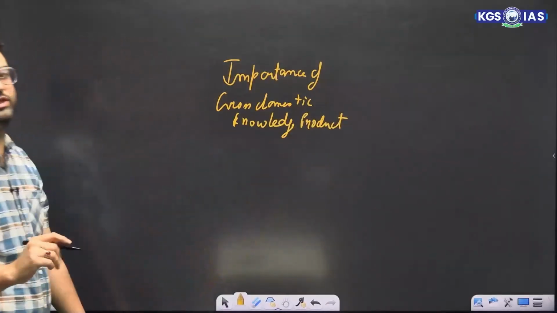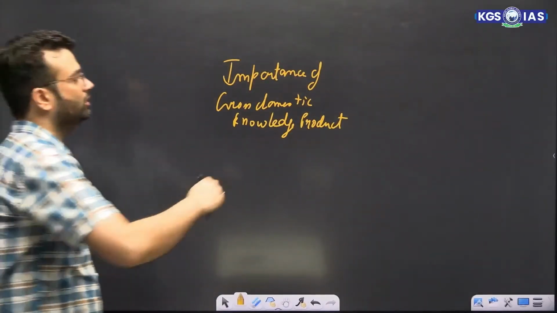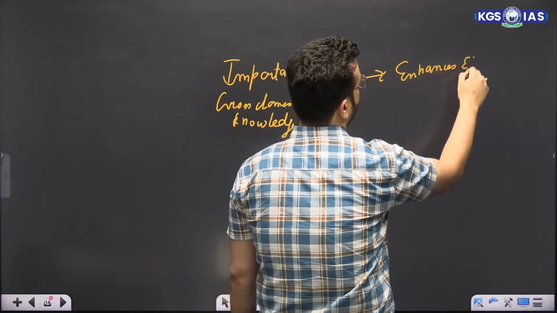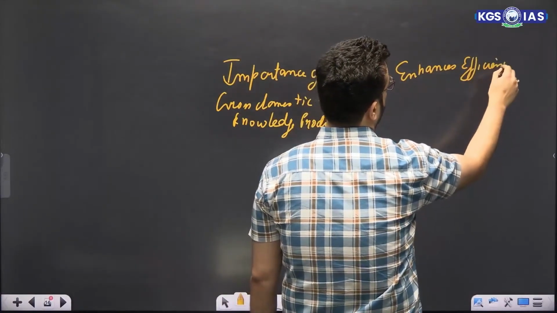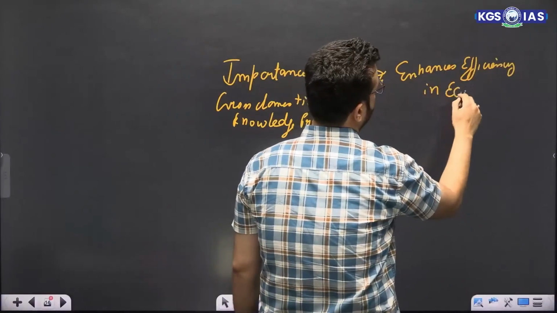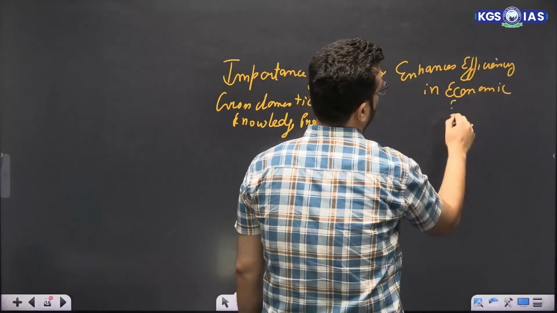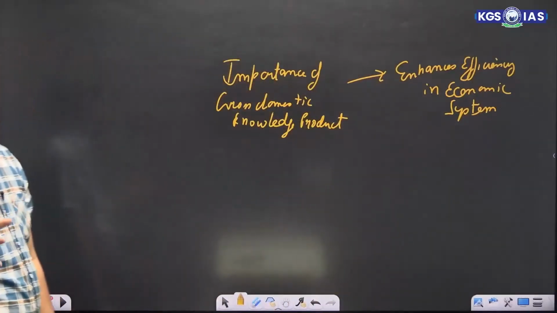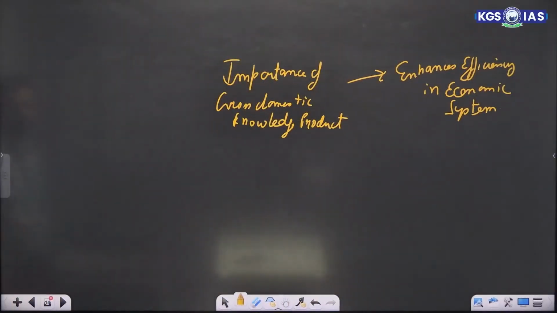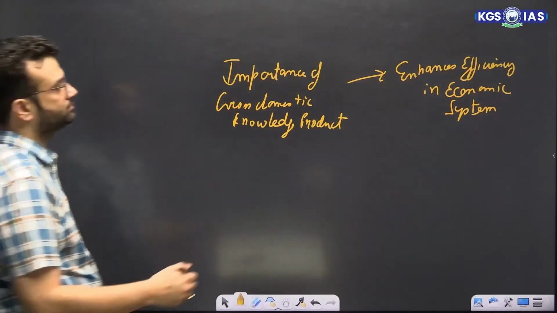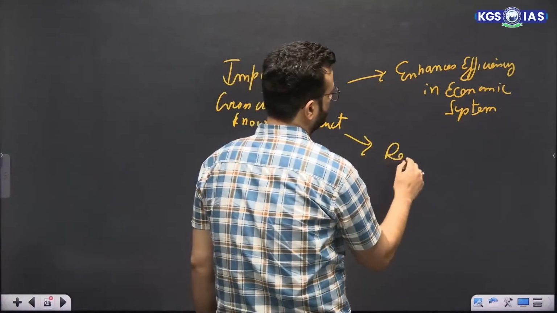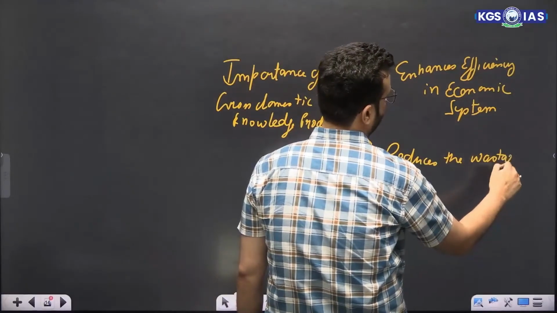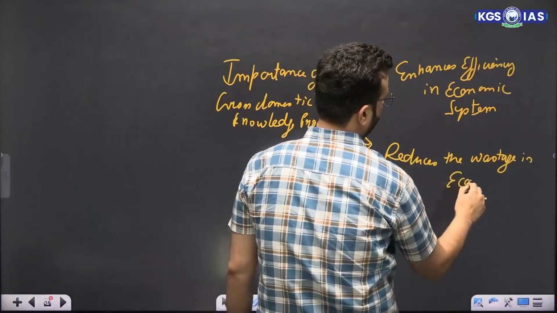What is the importance of GDKP? First of all, it enhances efficiency in the economic system. The efficiency in the economic system gets promoted. Second, it reduces wastage in the economy.